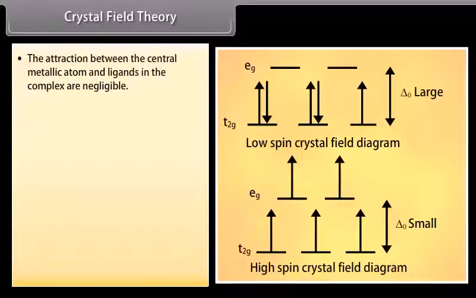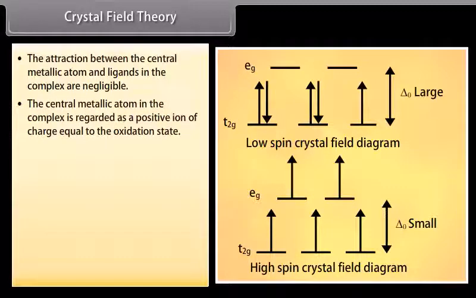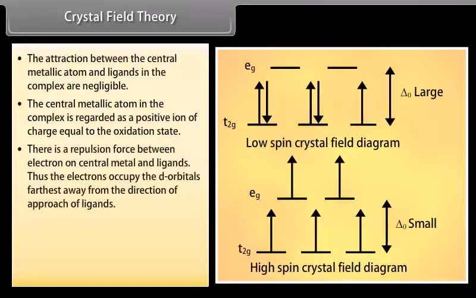Crystal field theory. The important points of the crystal field theory are the following. The attraction between the central metallic atom and ligands in the complex is negligible. The central metallic atom in the complex is regarded as a positive ion of charge equal to the oxidation state. There is a repulsion force between electrons on the central metal and ligands.